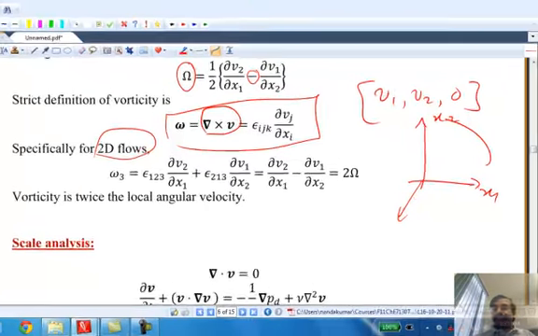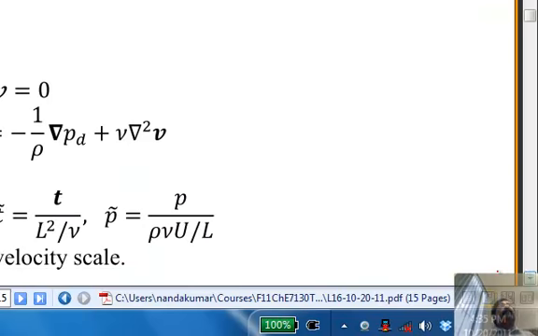Okay. Those are two important quantities, mathematical quantities with a physical interpretation, that we will be using a lot in two-dimensional analysis. One is the concept of a stream function, the other one is the concept of vorticity.